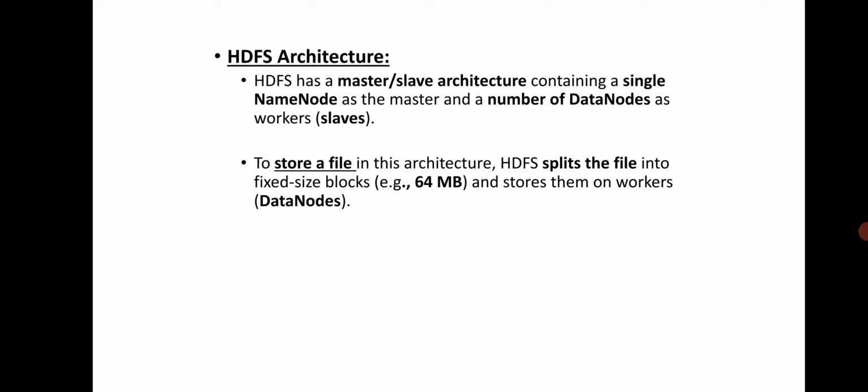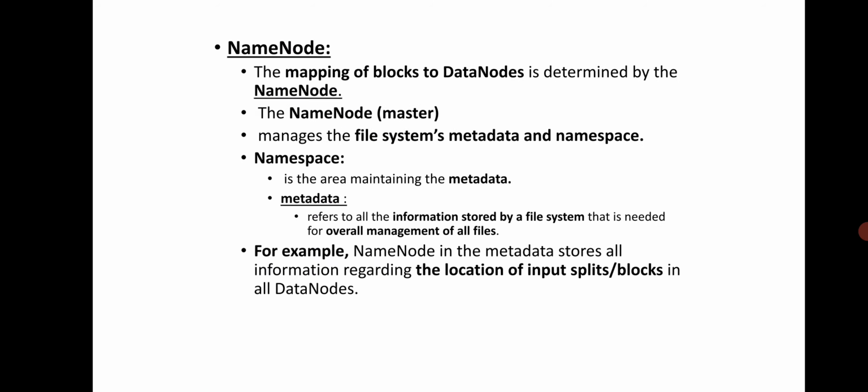In the Hadoop distributed architecture, the Hadoop Distributed File System has a master-slave architecture containing a single name node as the master and a number of data nodes as workers. To store a file in the architecture, HDFS splits the file into fixed size blocks and stores them on worker nodes. The mapping of blocks to data nodes is determined by the name node.